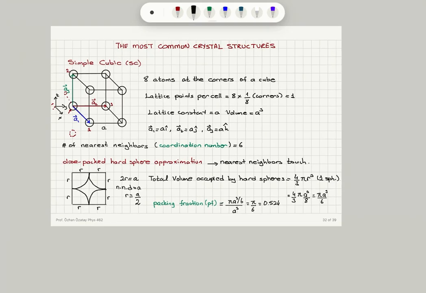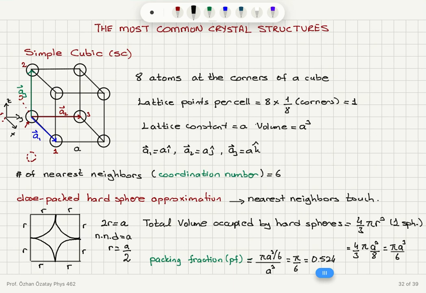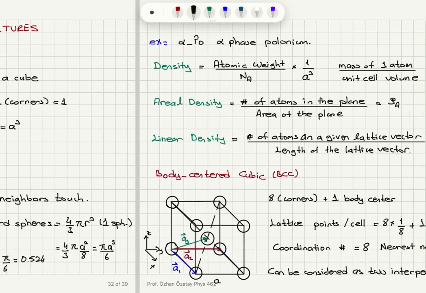So what is the total volume occupied by hard spheres? Because I have one lattice point per cell, I have one hard sphere per cell, so the volume occupied by hard spheres is 4/3 pi r cubed. Since r is equal to a over 2, it's 4/3 pi a cubed over 8, or pi a cubed over 6. Now the total volume of the cell is a cubed, so if I take the ratio, I find what I call the packing fraction, the volume occupied by hard spheres divided by the volume of the unit cell. That is pi over 6, so I find a packing fraction of 0.524.